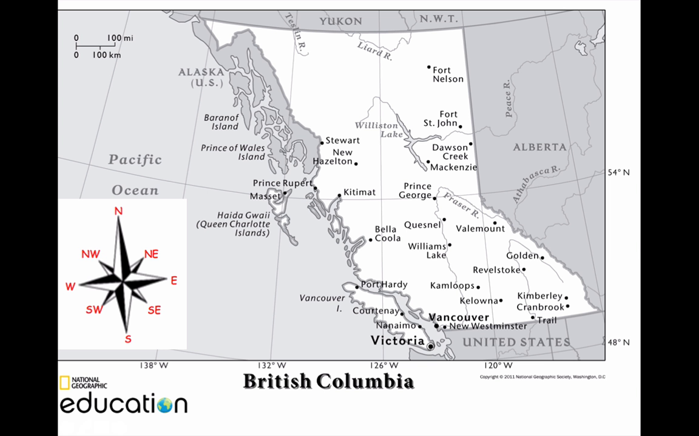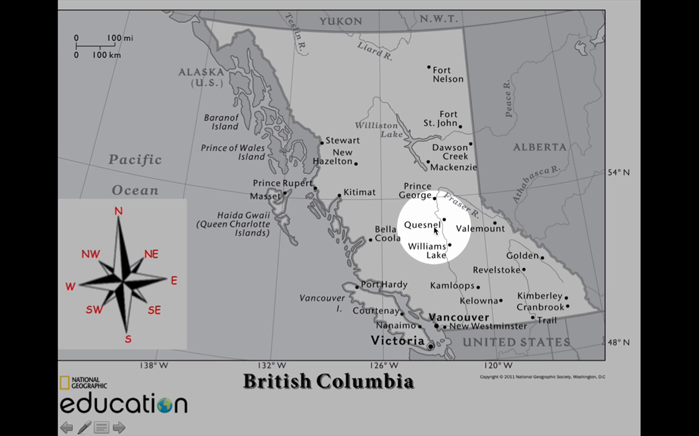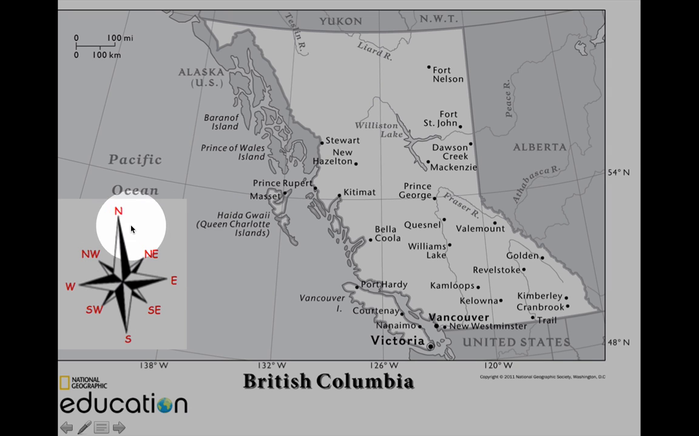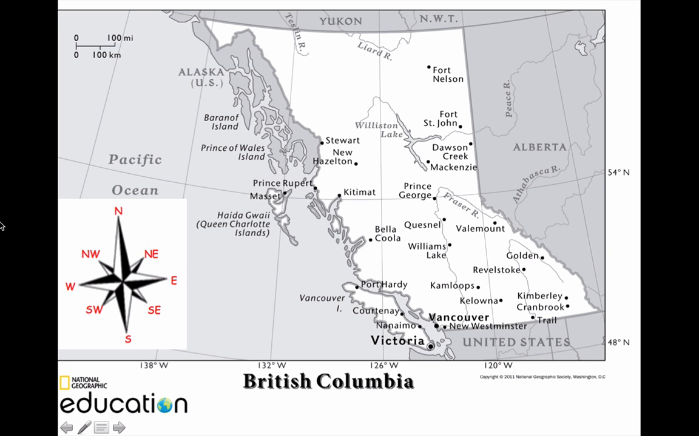Let's use these directions to determine the relative location of some places in British Columbia. If you take a look at the map, north of Quesnel, you will find Prince George. South of Quesnel, you will find Williams Lake. West or southwest of Quesnel, you will find Bella Coola. Just southeast of Quesnel, you will find Valemont. So you see how you can use all of these directions to give the relative location.